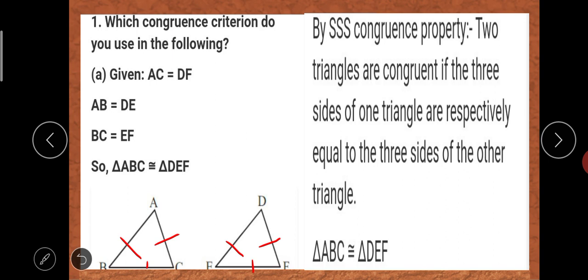So here again I have written the definition. Just see. Two triangles are congruent if the three sides of one triangle are respectively equal to the three sides of the other triangle. So here which property are you going to use? SSS, and that shows that angle ABC is congruent to angle DEF. This is a sign of congruence. Okay, that means they are equal.